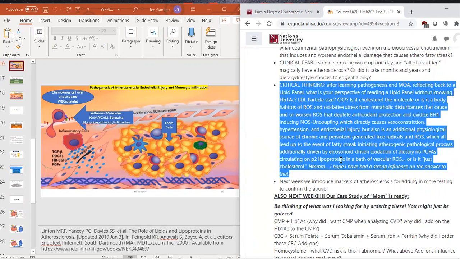All right, so this is interesting. Ready? Critical thinking. After learning the pathogenesis and the mechanism of action, reflecting back to last week's lipid panel, what is your perspective of reading a lipid panel without knowing HbA1c? That's your prediabetes marker of chronic blood hyperglycemia. How about your LDL particle size? Small, dense, atherogenic. CRP, that would be an indicator of non-specific inflammatory body habitus.